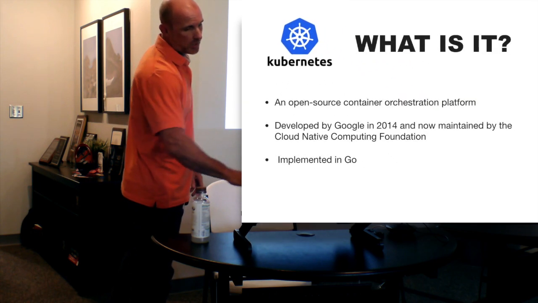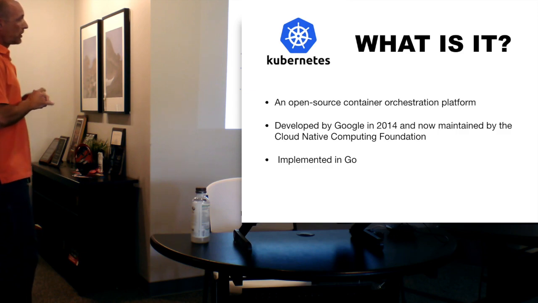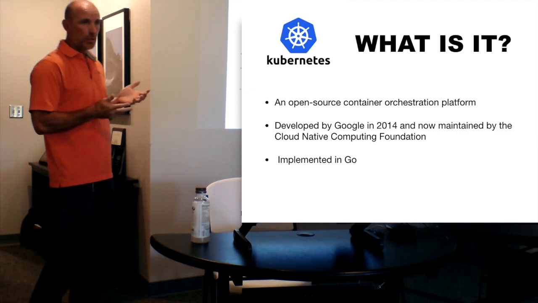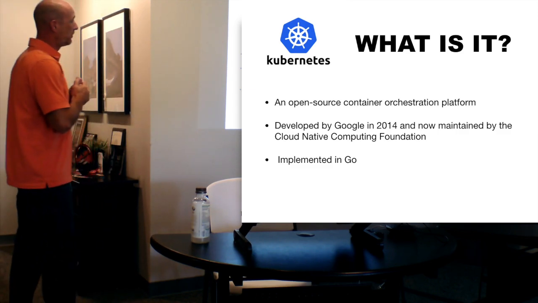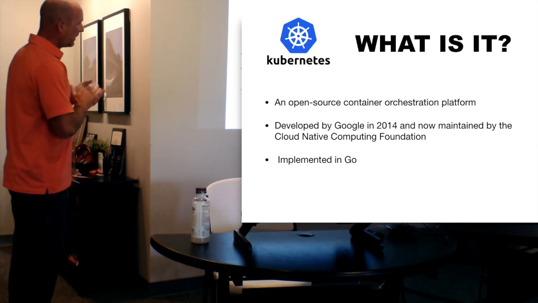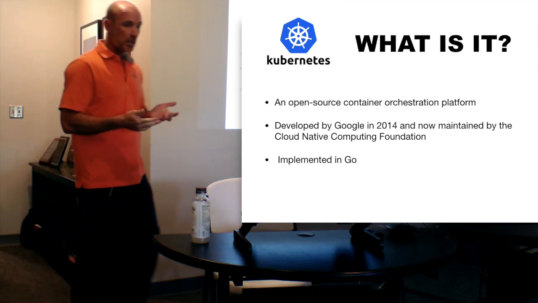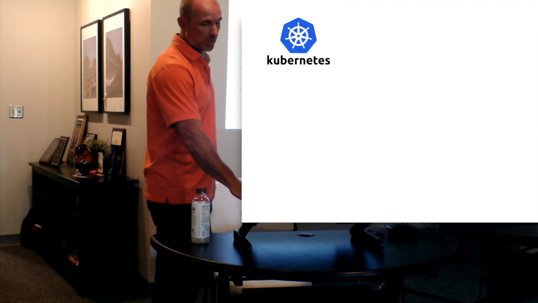So the first one we want to look at is Kubernetes. What is it? It's an open source container orchestration platform developed by Google in the 2010s, 2014 to be exact. And now it's maintained by the Cloud Native Computing Foundation. It's implemented in Go. I'm going to be super high level on this.